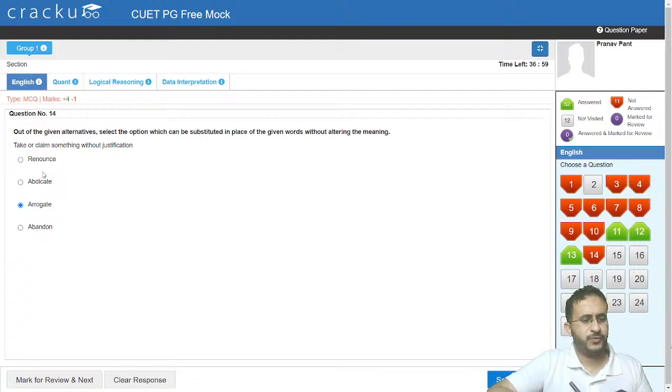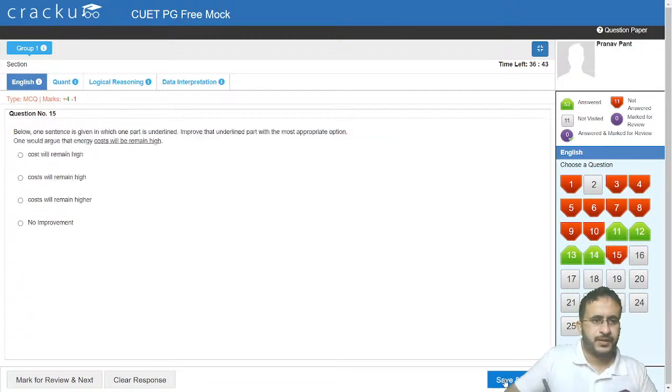Okay, so suppose you want to resign and publicly say that you do not want this. That is renounce or abdicate, which have the same meaning. Abandon means to give up something. You have to abandon a place or something. Arrogate means to claim something from someone without their permission.